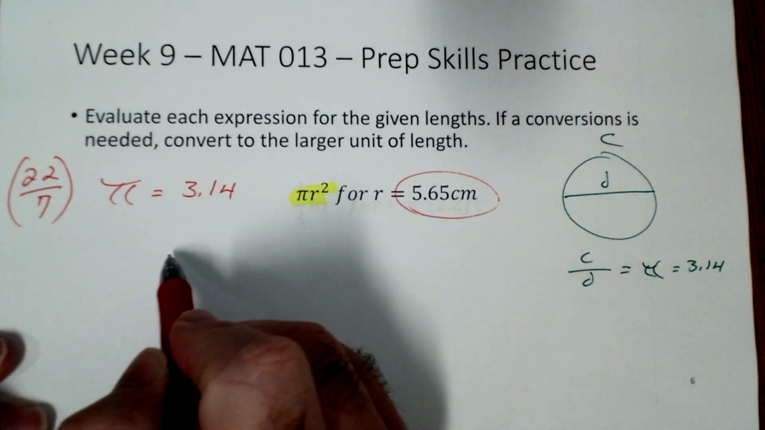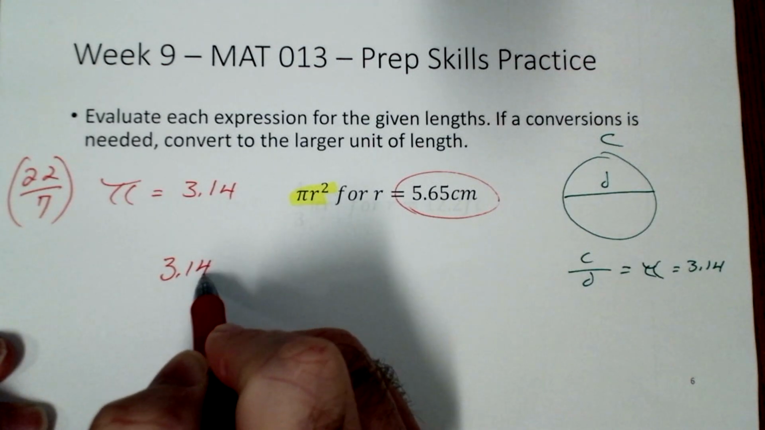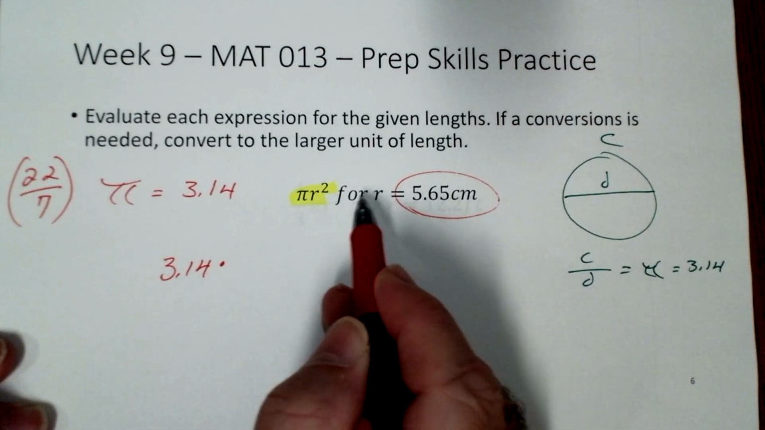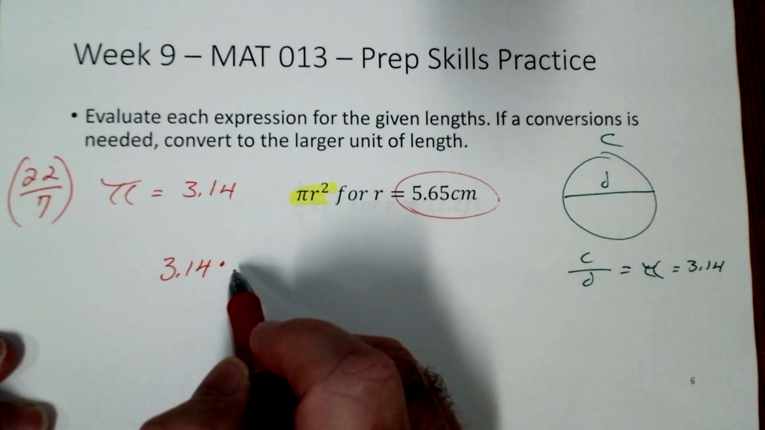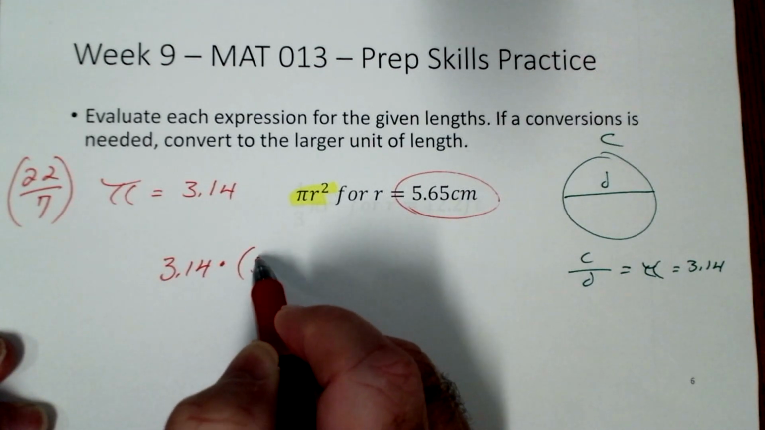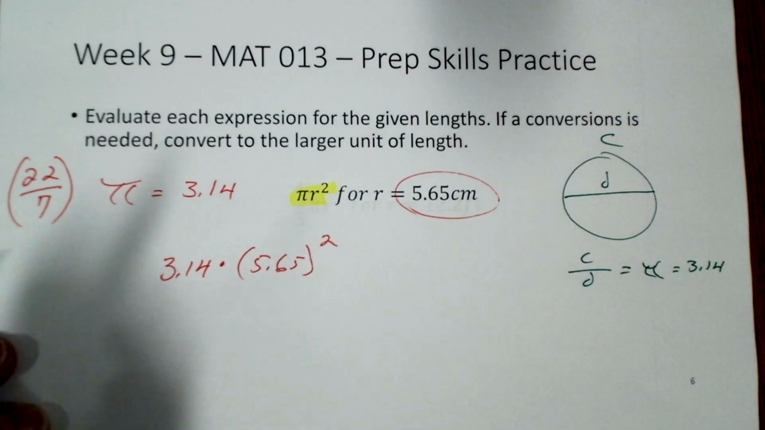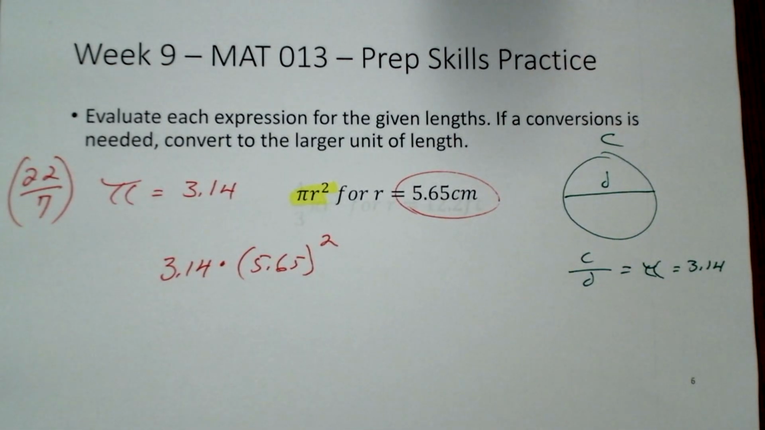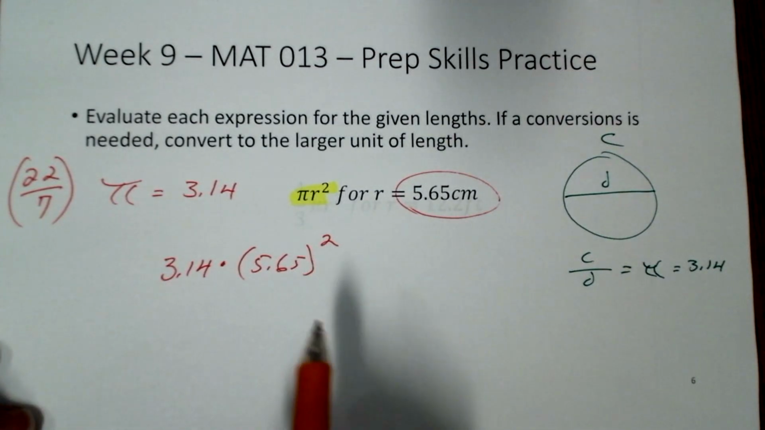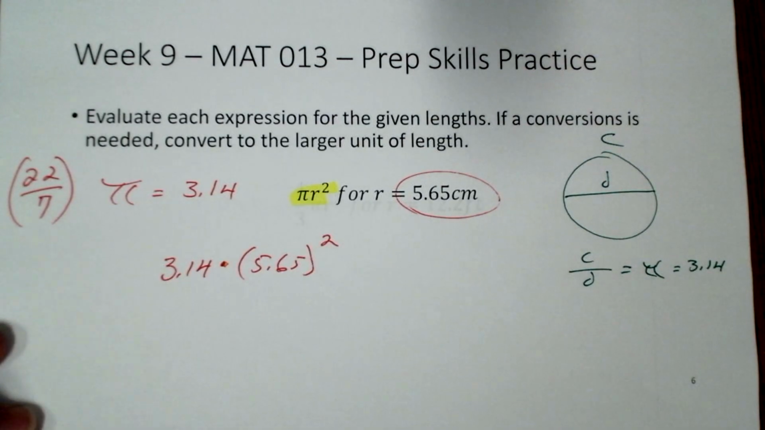So here we've got pi, so when we see pi, we put 3.14 times radius squared. Well, we're told the radius is 5.65. I'm going to put it in parentheses, and you'll see why. Okay, squared. And again, this becomes what I alluded to at the beginning of this presentation. This becomes order of operations. This is an order of operations problem because we've got multiplication and we've got exponents.